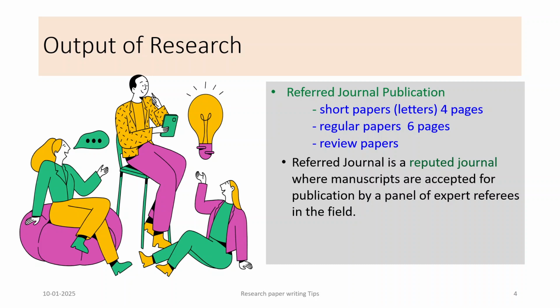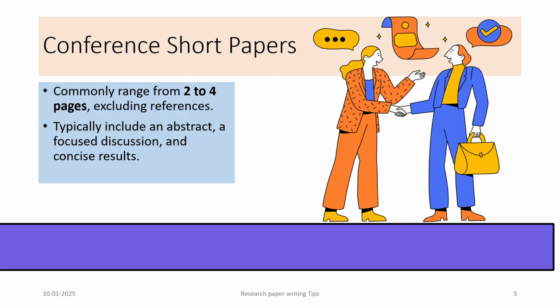We have four types of papers. You can see here, one is a short paper, or we call it letters, consisting of 4 pages. Another is the regular paper, consisting of a minimum of 6 pages, and then the review papers. And this refereed journal is a reputed journal where manuscripts are accepted for publication by a panel of expert referees in that particular field. Right, so this is clear about refereed journal publications.